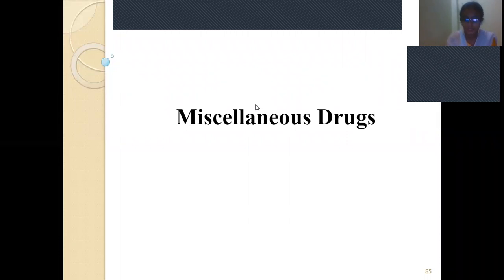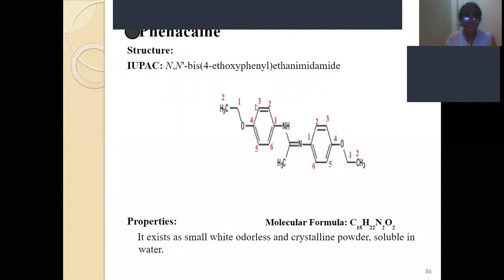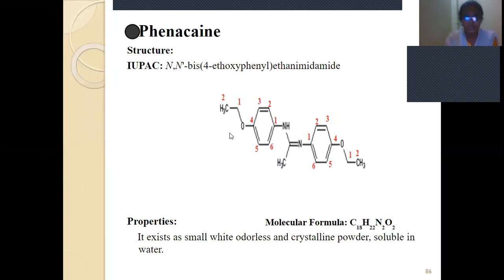Next is miscellaneous drugs. The first one is phenacaine. This is the structure, and the IUPAC name is bis(4-ethoxyphenyl) ethane diamide. In the structure, there are two phenyl rings with two ethoxy groups, and two amine groups with one ethane. Two carbon atoms make one ethane group.